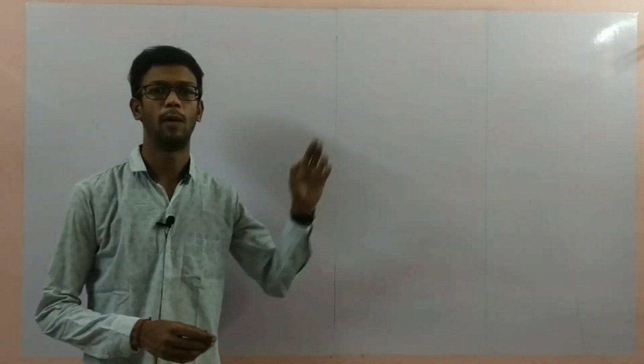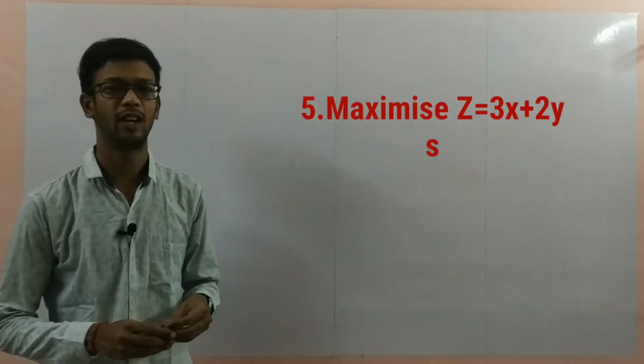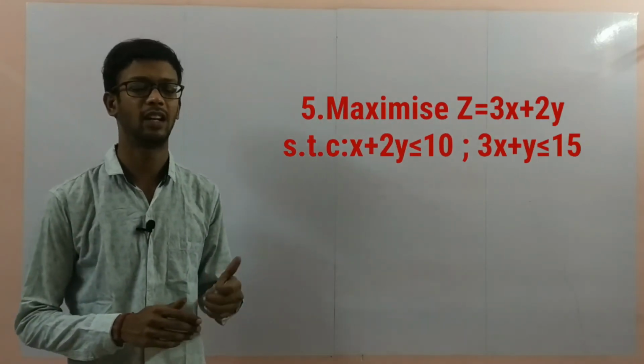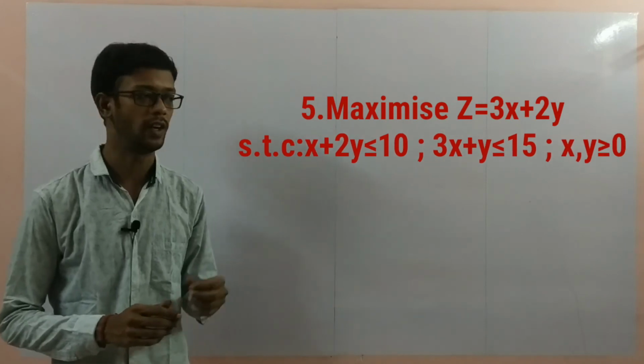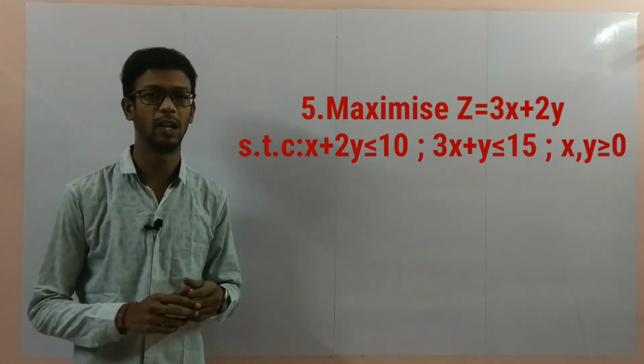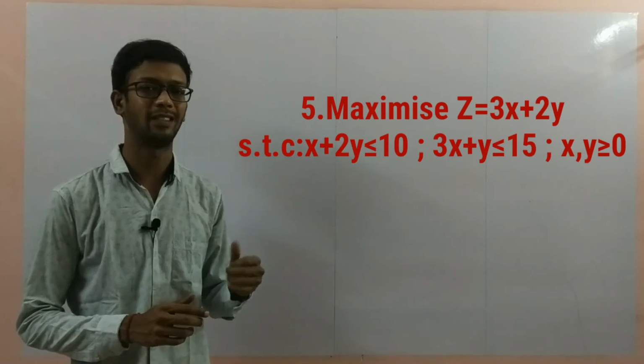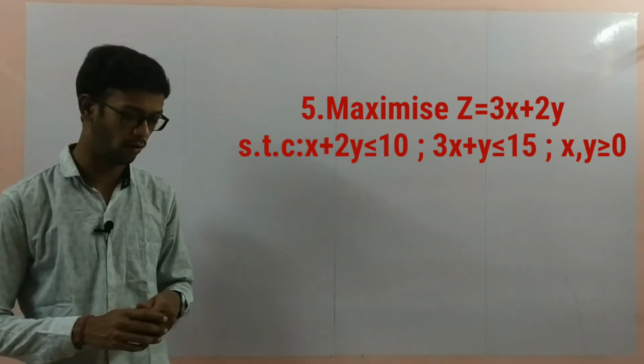Now, exercise problem number 5. It is the same kind of problem: maximize Z subject to the constraints. It is similar to the previous problem, so take problem number 5 as homework.